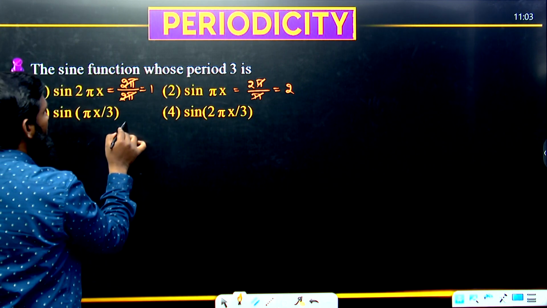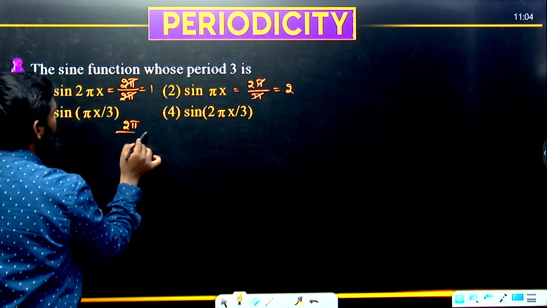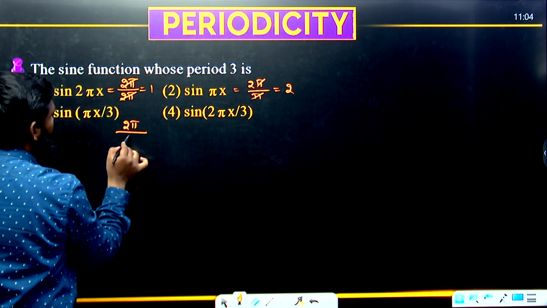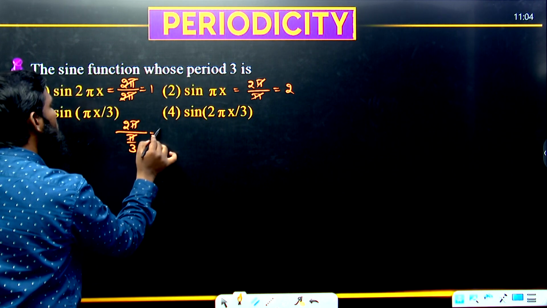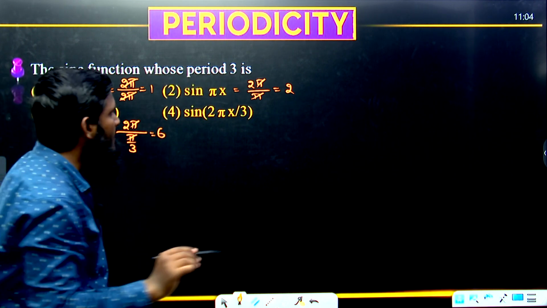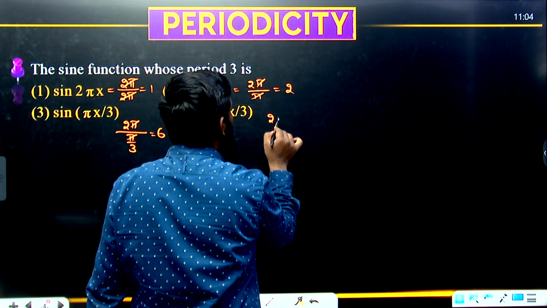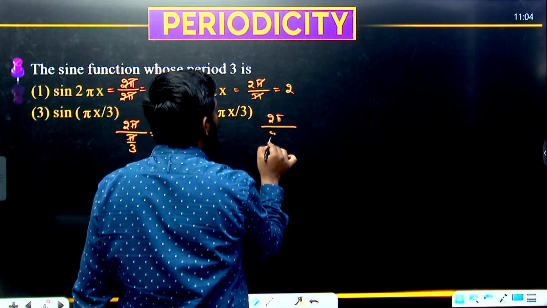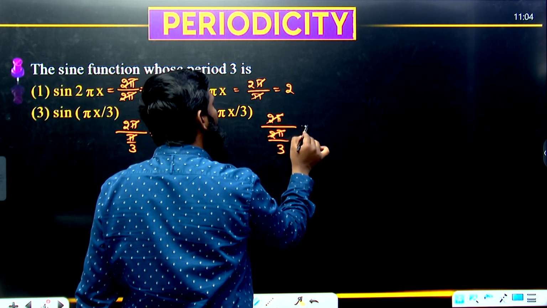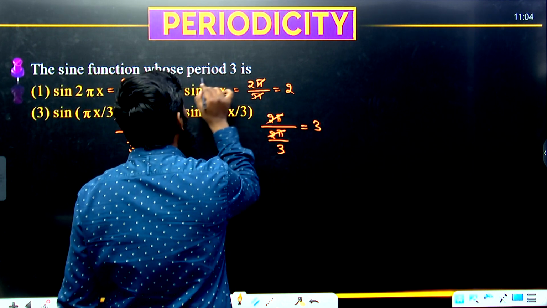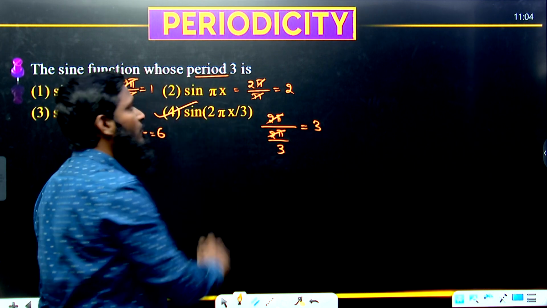Now next this one. 2 pi divided by, what is the a value, pi by 3, pi gets cancelled, 3 2s are 6. Now next one, T value 2 pi divided by 2 pi by 3, 2 pi cancelled, 3 goes to the numerator, which means 3. Period is equal to 3, so we are getting the 4th option.